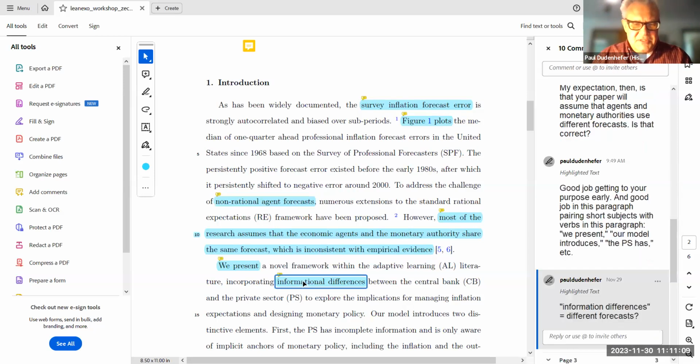Same thing with informational differences. Up until this point, you've been talking about forecasts, forecast error, agent forecasts, economic agents and monetary authorities sharing the same forecast. And then all of a sudden, you're talking about informational differences. And I'm thinking, okay, is that the same as different forecasts? Is this just another way of saying what you've been talking about all along, or is this a completely new thing? It's those kinds of things that can give a reader trouble, especially someone like me who's not in this literature.